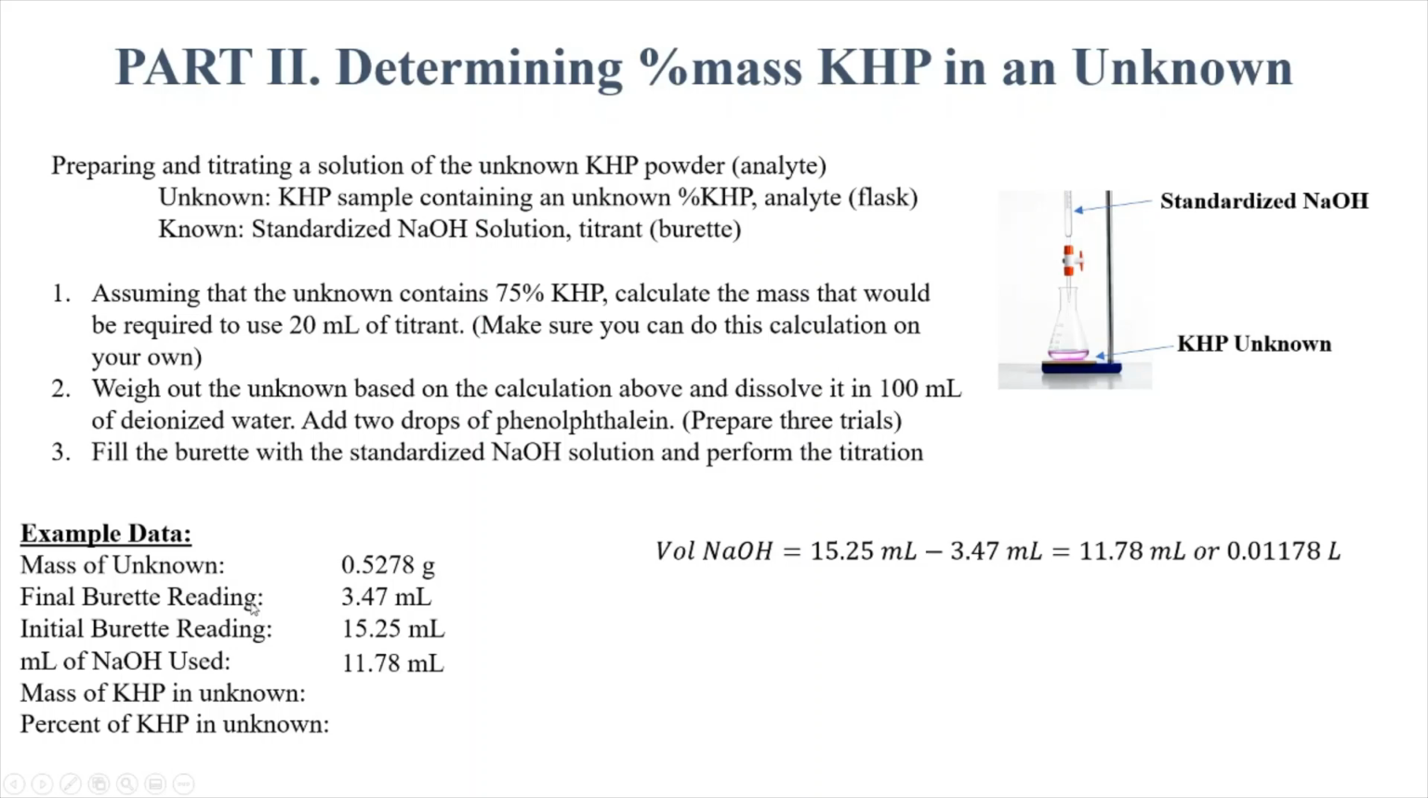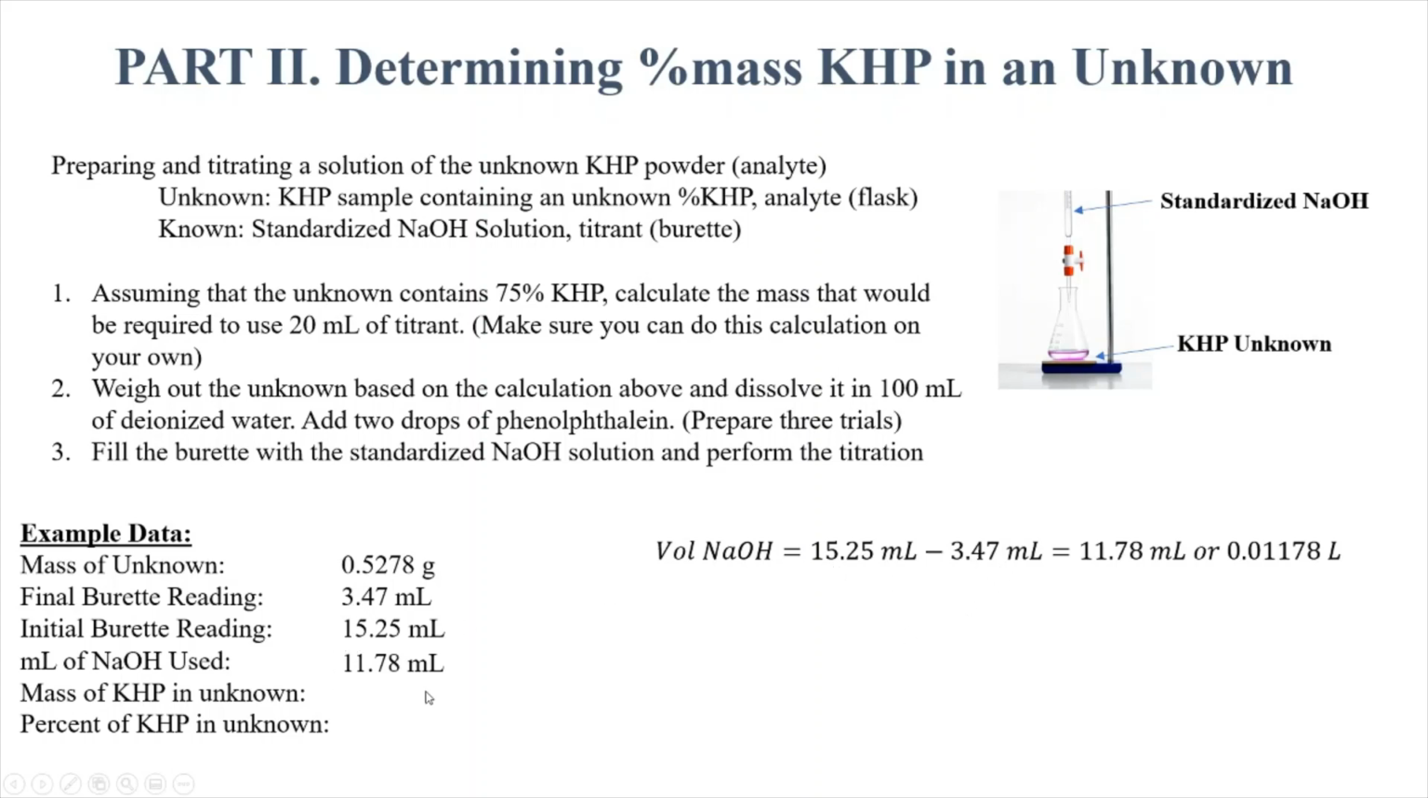So now, what do we need to do in order to get the percent composition? Well, the first thing we have to do is figure out, how much NaOH did I add? So I added 11.78 mils, or 0.01178 liters of NaOH. And I do that by subtracting the 3.47 from the 15.25.